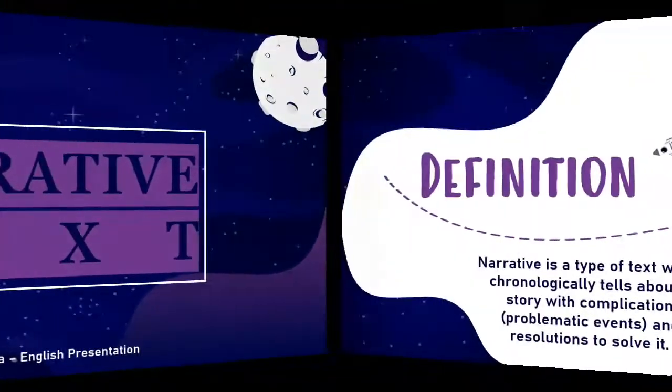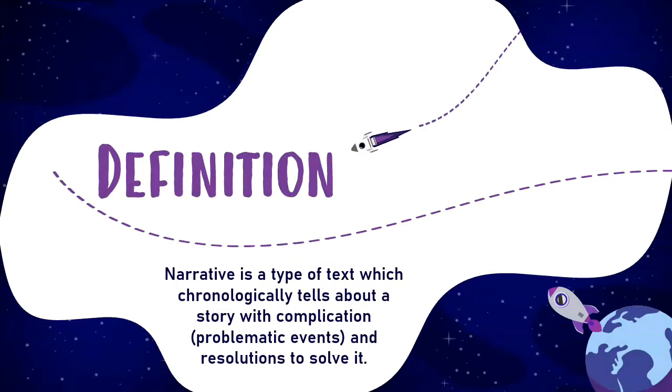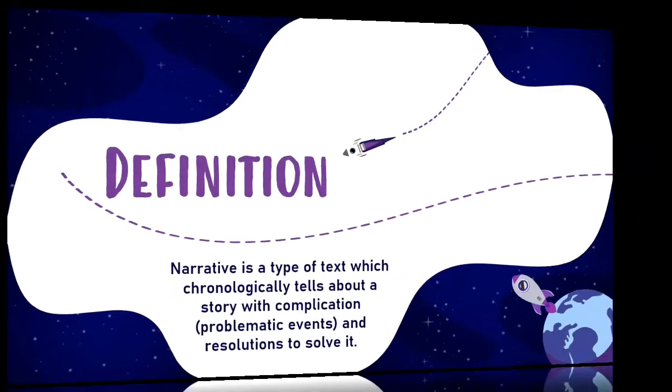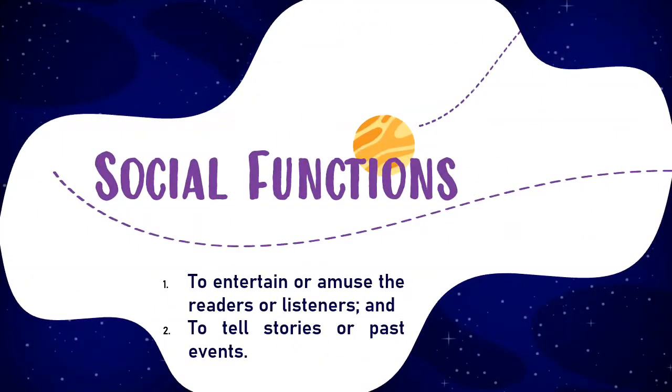Now, let's move to the first part of my presentation, which is about the general information of narrative text. To begin with, I will talk about the definition of narrative text. Narrative is a type of text which chronologically tells about a story with complication or problematic events and resolutions to solve it. So, the next point is the social functions of narrative text, which are to entertain or amuse the readers or listeners, and to tell stories or past events.